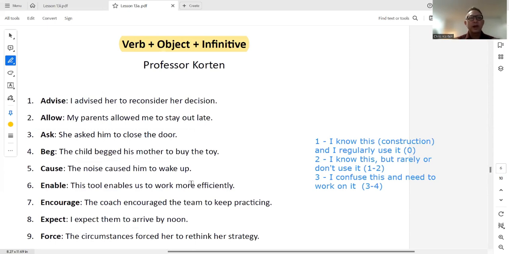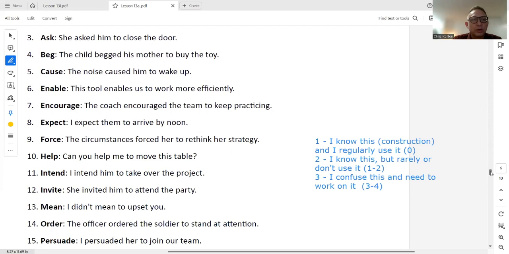Next, the child begged his mother to buy the toy. The noise caused him to wake up. The tool enables us to work more efficiently. The tool enables us to work. Next, the coach encouraged the team to keep practicing.